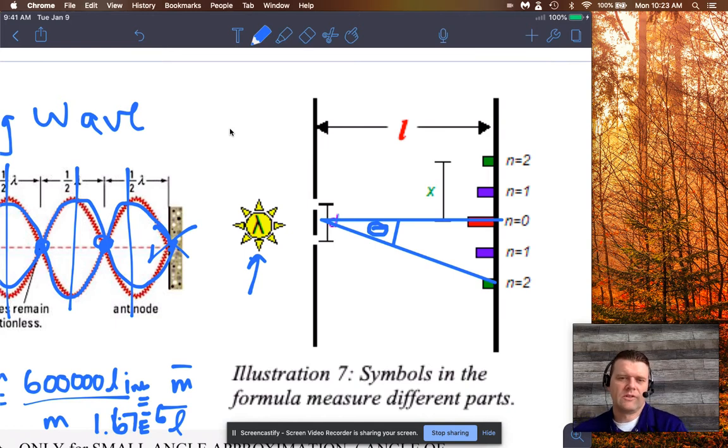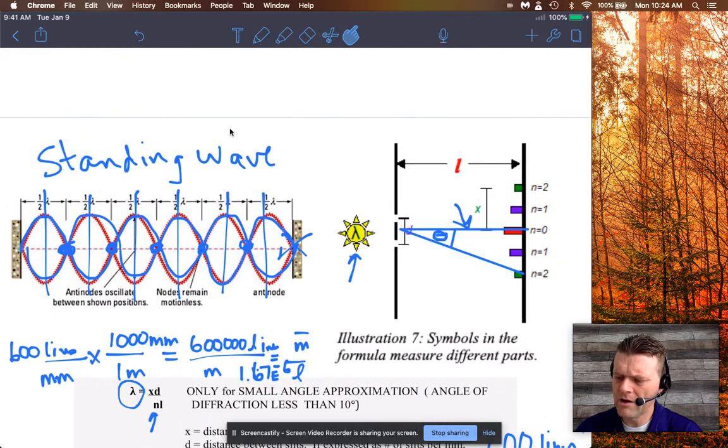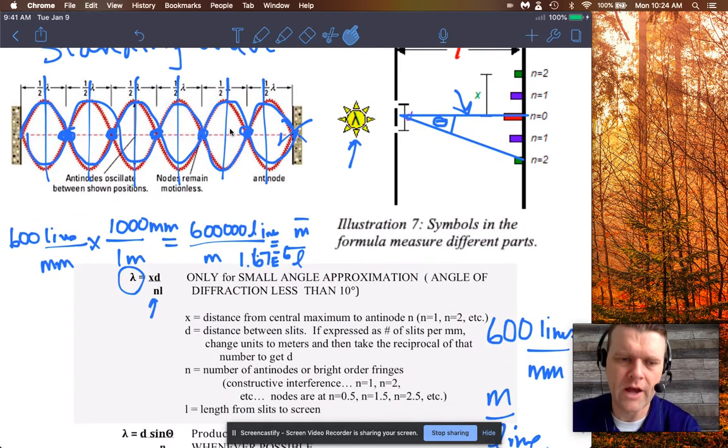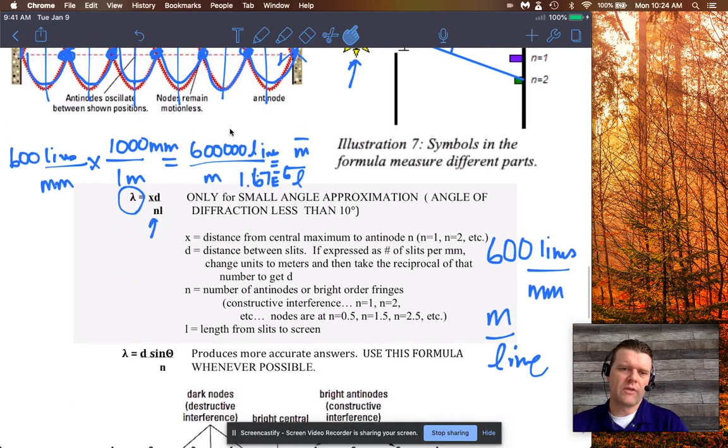So it's the angle of diffraction, the angle from this straight line from in between the slits to the central maximum in either direction, whatever that angle happens to be. If that angle gets too big, then using xd over nL won't be accurate. I'm not going to show you all the math for that, as long as you just know that tip.